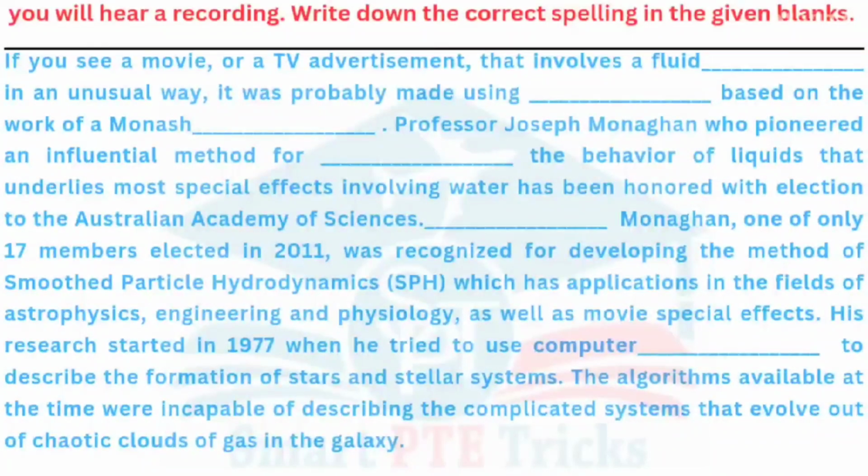His research started in 1977 when he tried to use computer simulation to describe the formation of stars and stellar systems. The algorithms available at the time were incapable of describing the complicated systems that evolve out of chaotic clouds of gas in the galaxy.